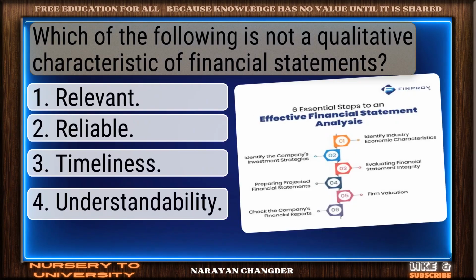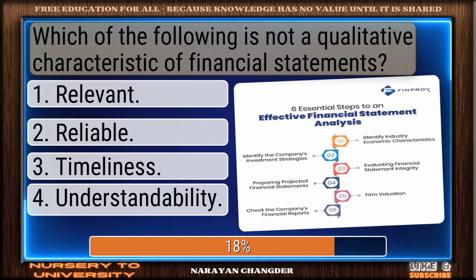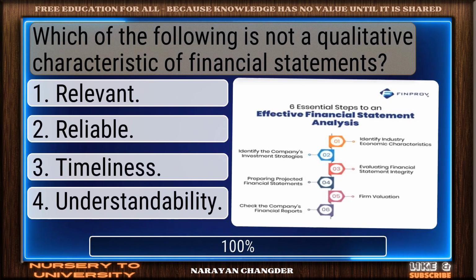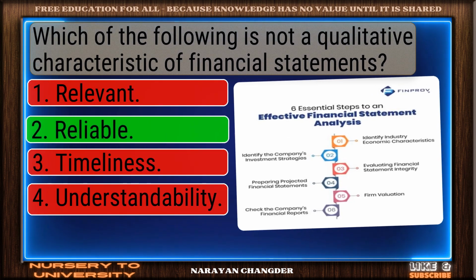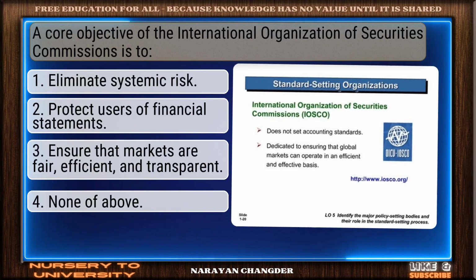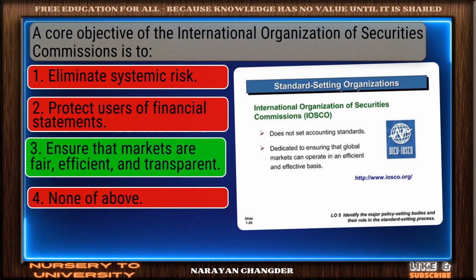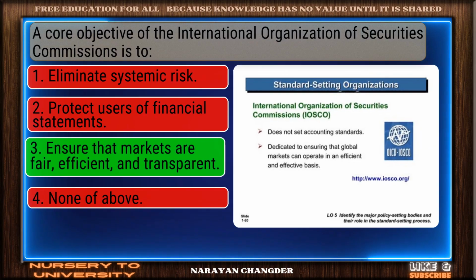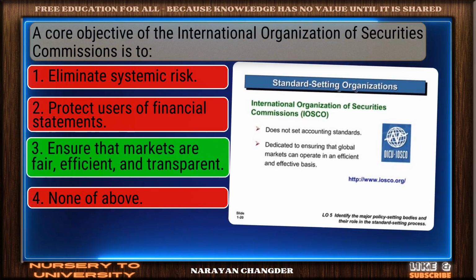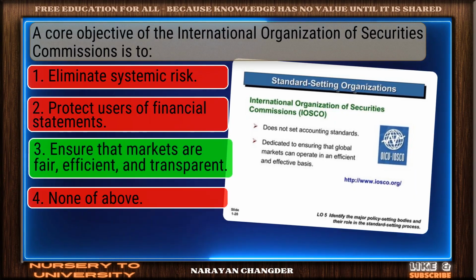Which of the following is not a qualitative characteristic of financial statements? Correct. Reliable is the right answer. A core objective of the International Organization of Securities Commissions is to smart pick. Ensure that markets are fair, efficient, and transparent is the correct choice.